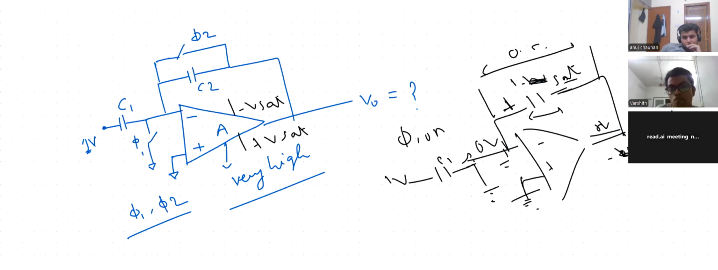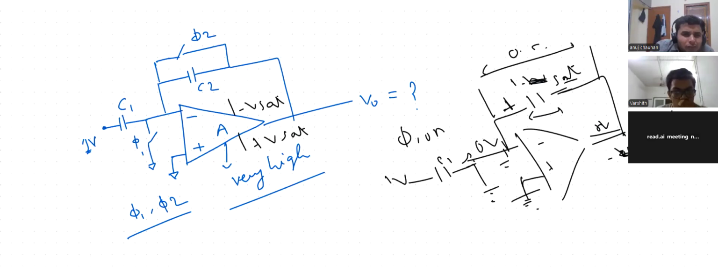When phi 1 is on, we are getting 1 volt across the capacitor. When phi 2 is off, due to virtual short, we are getting 1 volt here and this node is 0. This is 1 volt. This we want 0. So I think something I'm missing in this question. That's why it is not looking very proper.